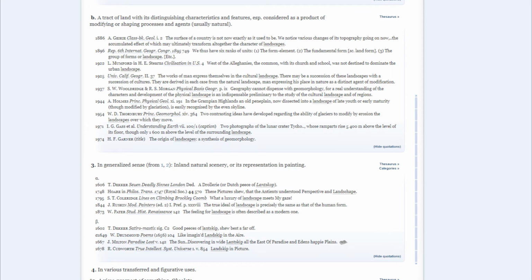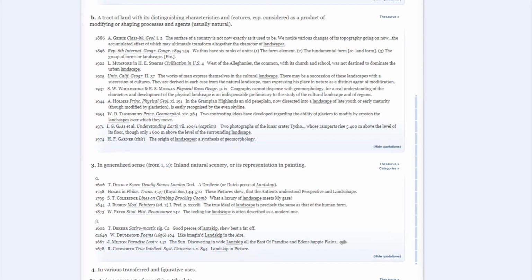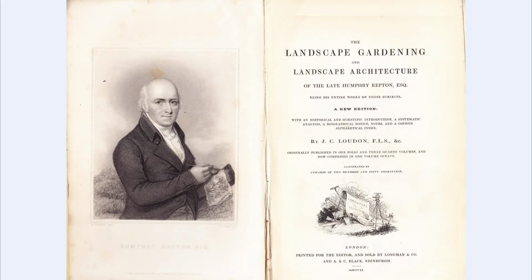Towards the end of the 19th century, geologists and geographers began using the word landscape, as defined in OED Sense 2B, to mean a tract of land with its distinguishing characteristics and features, especially considered as a product of modifying or shaping processes and agents. The OED has 1886 as its first example of this geographer's use of landscape, and 1840 as the first example of the term landscape architecture.